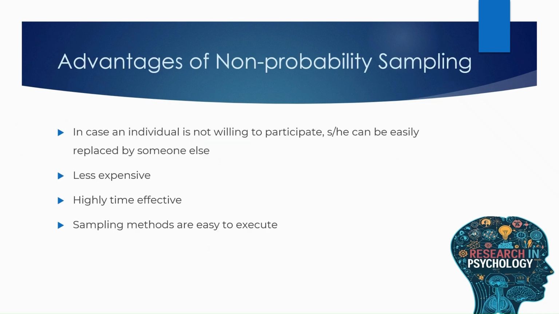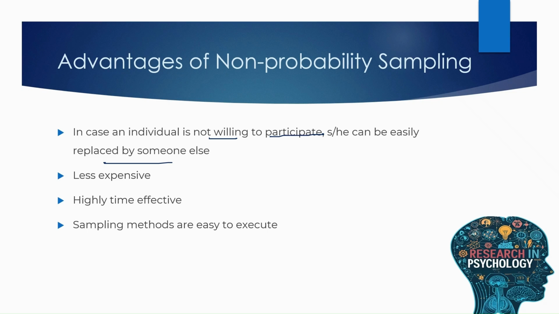Now let's look at the advantages of non-probability sampling. In case an individual is not willing to participate, he or she can be easily replaced by someone else, right? In random sampling, this would have been a headache, right? We need to keep the units constant or uniform. But here, no such criteria. If a person goes, anybody can come back in.